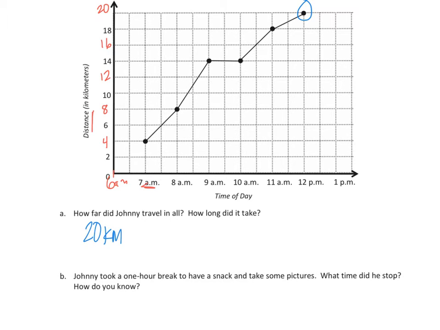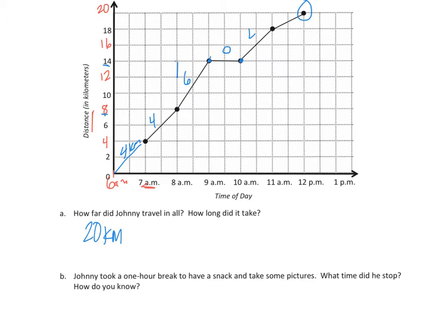And I can check this out because from 6 to 7, he went 4 kilometers. And then from 7 to 8, he went another 4. From 8 to 9, he went 6. And I know this because I can count up: 2, 4, 6, or I can just look at the difference between 14 and 8. Here he went 0 because at the hour he started at 14 and he stayed at 14 for a full hour, so it means he traveled 0 kilometers.